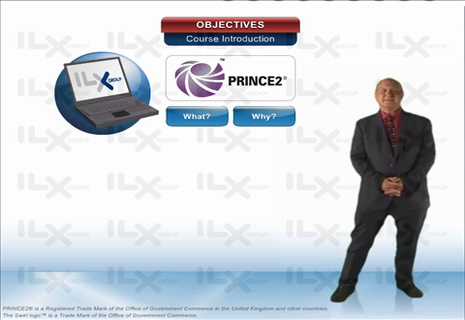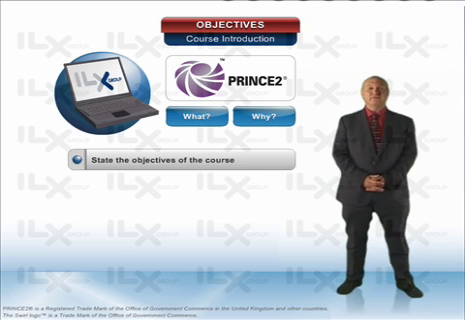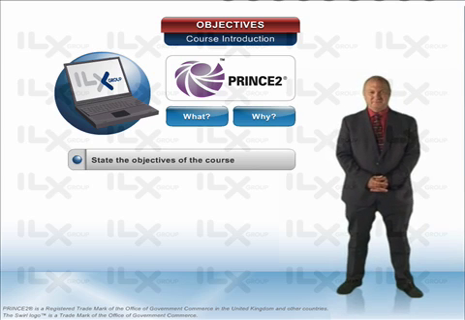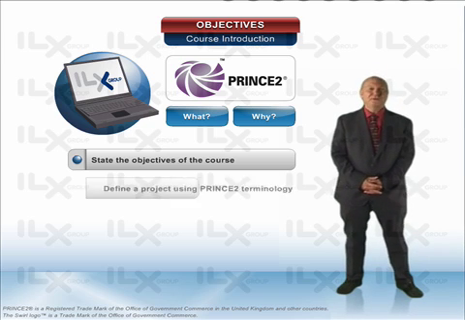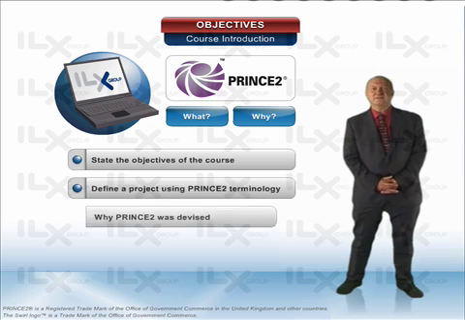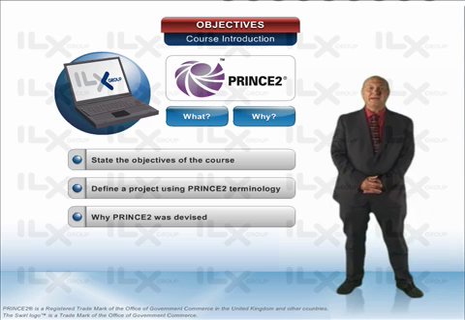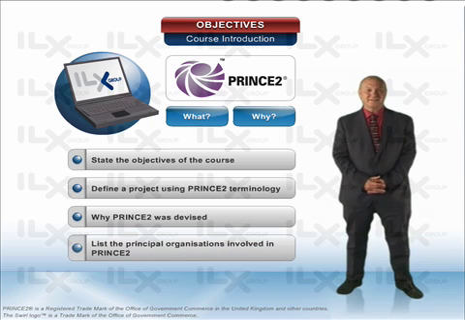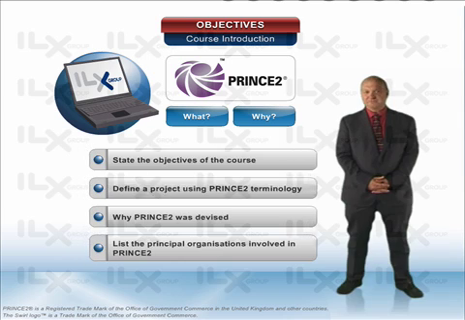Once you have completed this session, you'll be able to state the objectives of the course and match these against your own learning requirements. You will know what a project is and be able to define a project using PRINCE2 terminology. You will be able to explain the problems that PRINCE2 sets out to solve and why such a method needed to be devised. Finally, you will be able to list the principal organizations that are involved in PRINCE2's development, support and promotion.